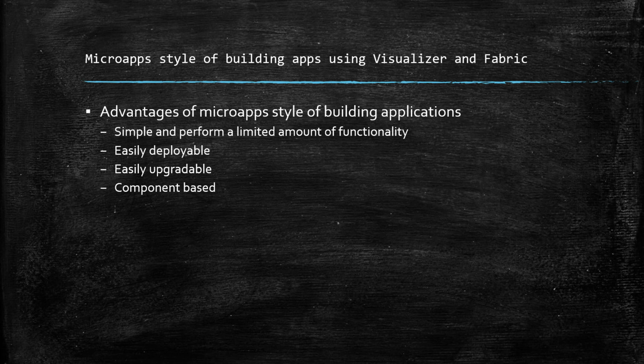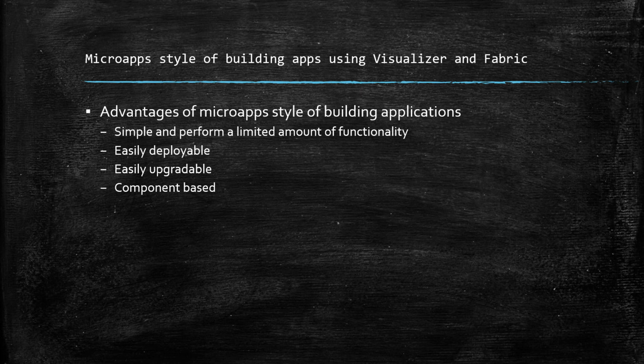So what are the advantages of building apps following this micro app style? One, it's simple and performs a limited amount of functionality as part of each app that we are building, and we are calling that a micro app. So it will be easily maintainable as one micro app deals with one specific functionality, and it is easily deployable and easily upgradable.